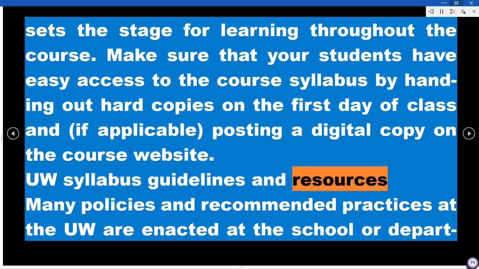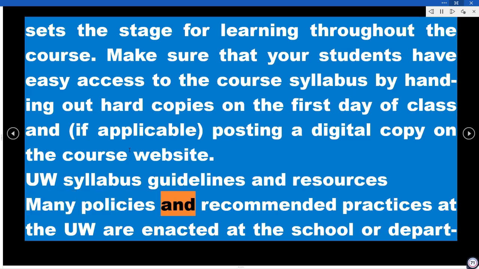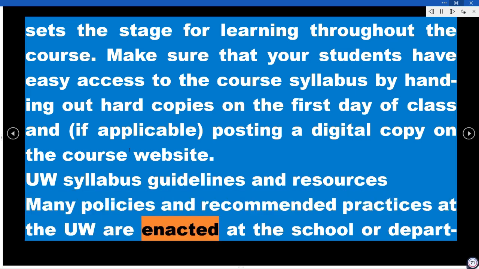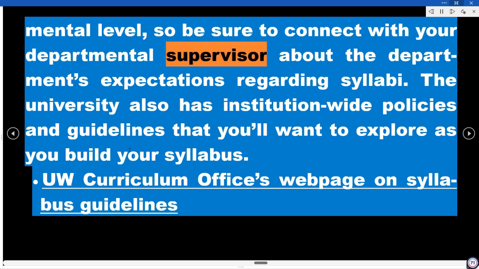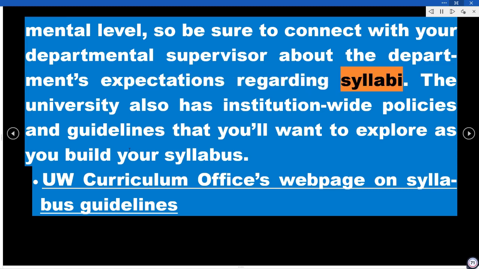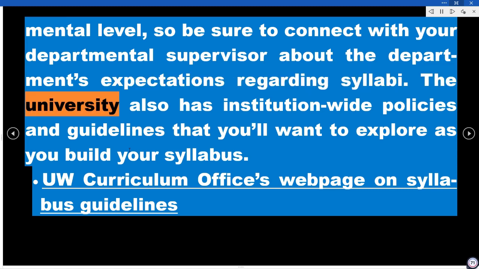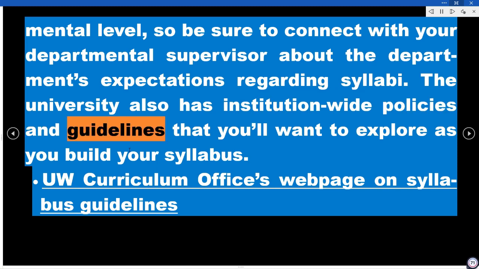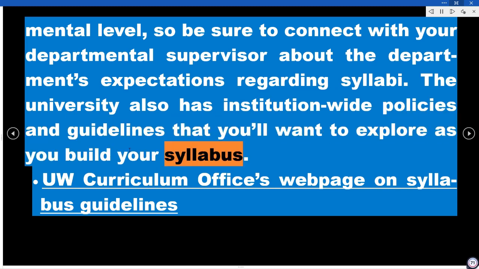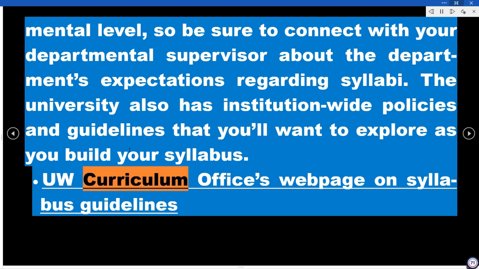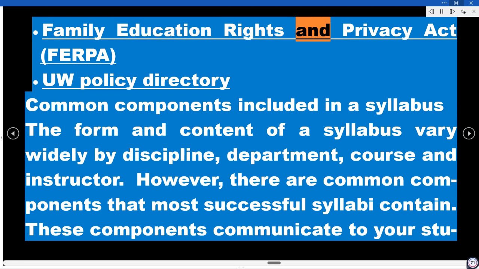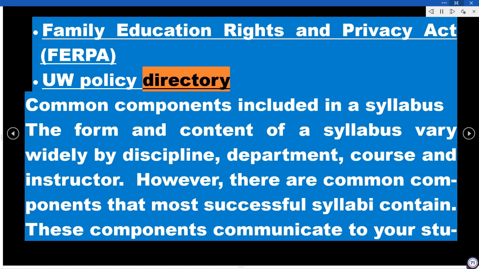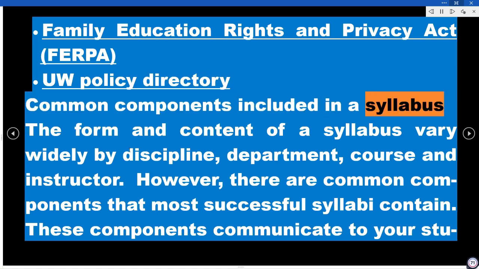UW Syllabus Guidelines and Resources. Many policies and recommended practices at the UW are enacted at the school or departmental level, so be sure to connect with your departmental supervisor about the department's expectations regarding syllabi. The university also has institution-wide policies and guidelines that you'll want to explore as you build your syllabus. UW Curriculum Office's webpage on syllabus guidelines. Family Educational Rights and Privacy Act, FERPA. UW Policy Directory.